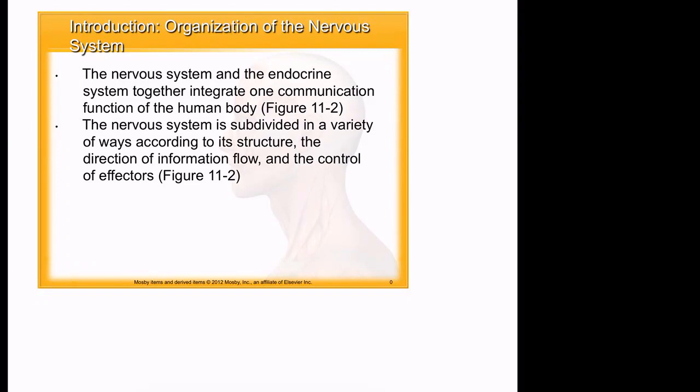The endocrine system also sends messages, except it does not send them at lightning speed. It sends messages in the blood in the form of hormones. That's what a hormone is: a chemical message. And it's going to cause some change to occur somewhere. The difference is the change tends to be somewhat longer lasting with the chemical message of the endocrine system. So that's how these two sort of function together.